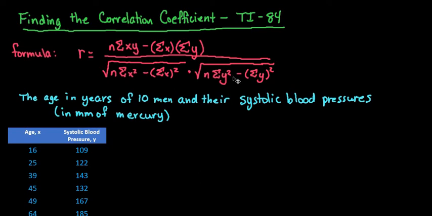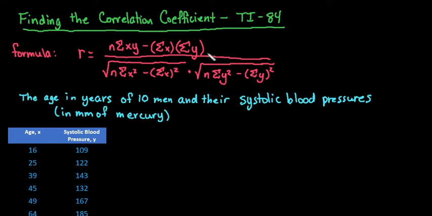Hi, for this video what we're going to do is find the correlation coefficient using the TI-84. The correlation coefficient tells us how linear the data points are, and if you look at this formula that we have right here, the formula is something that does take a lot of time if you have to do hand calculations, but I want you to understand what your calculator is doing when it does find R for you.